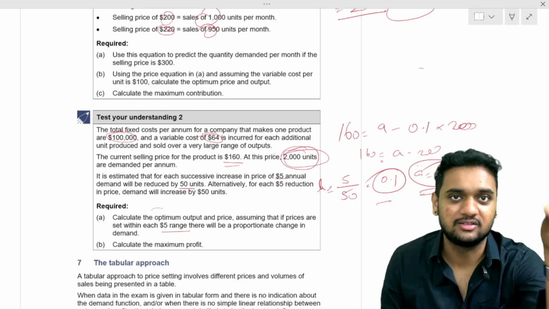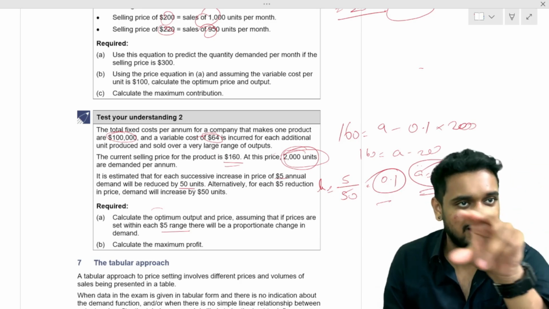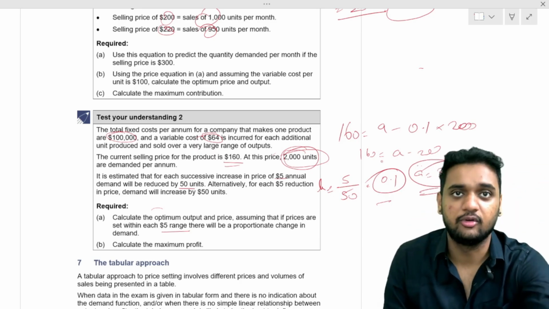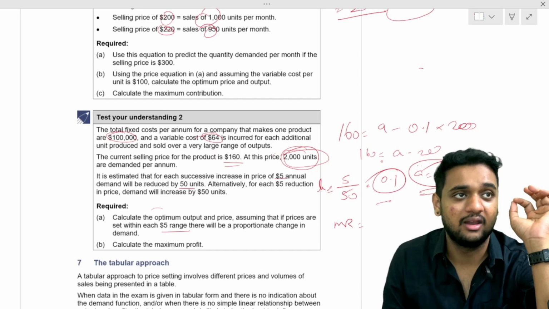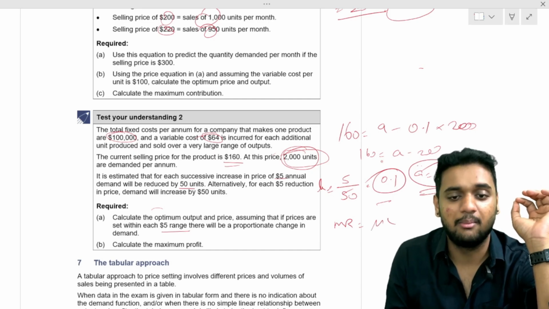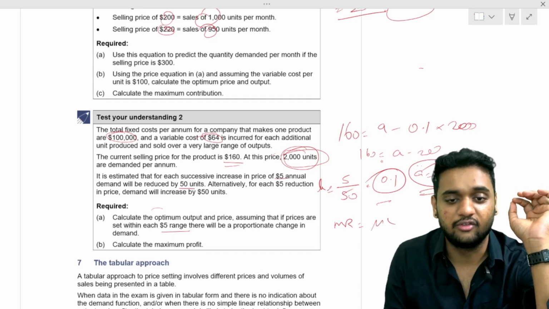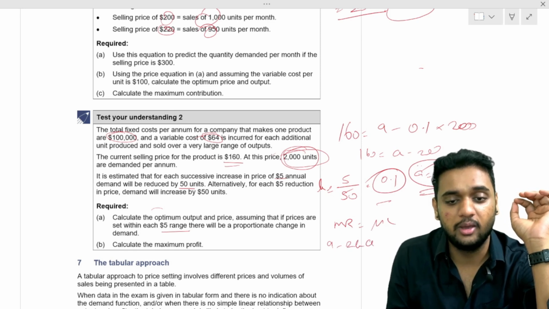First, you will get optimum price and optimum quantity only when you maximize your profit. To maximize the profit, what do you need? The profit will be maximized when MR is equal to MC. Instead of MR, you write A minus 2BQ is equal to MC.